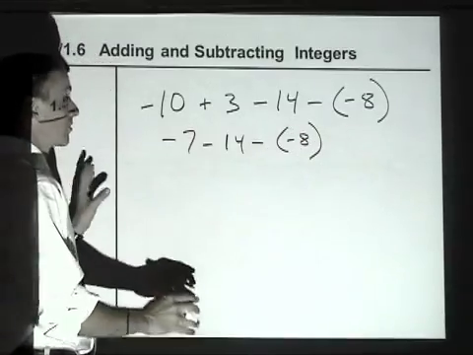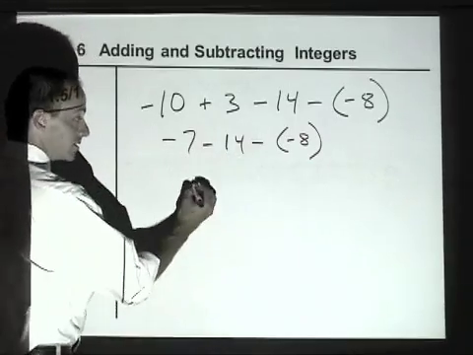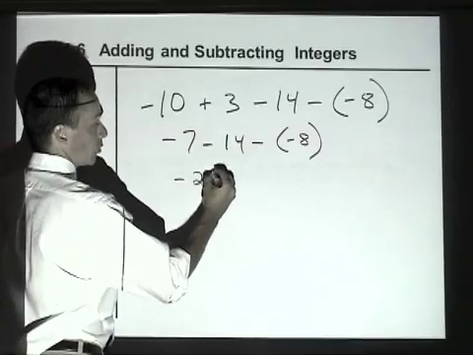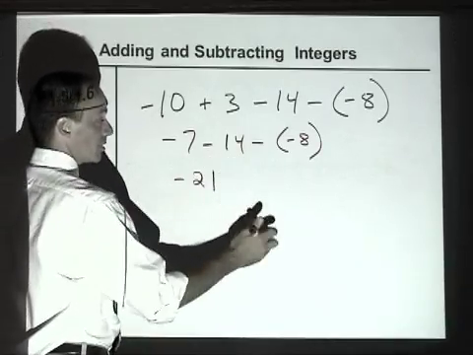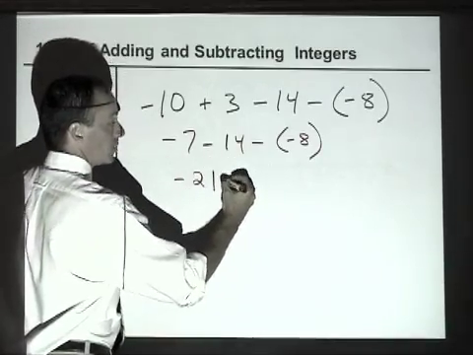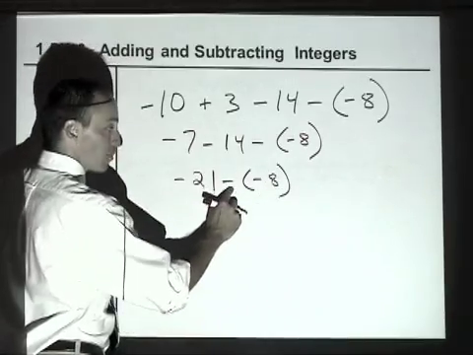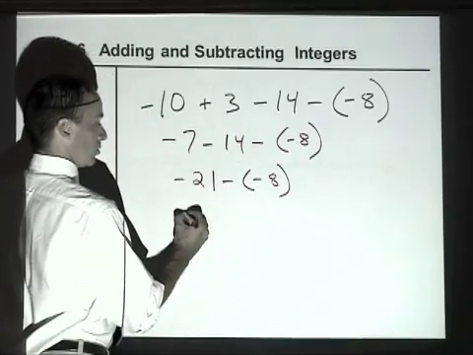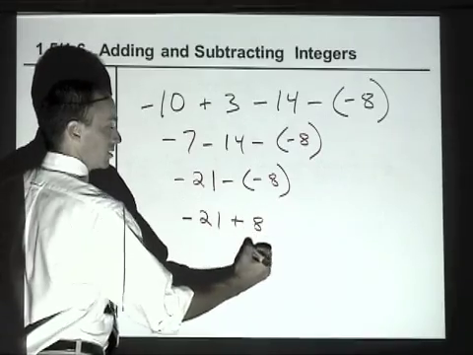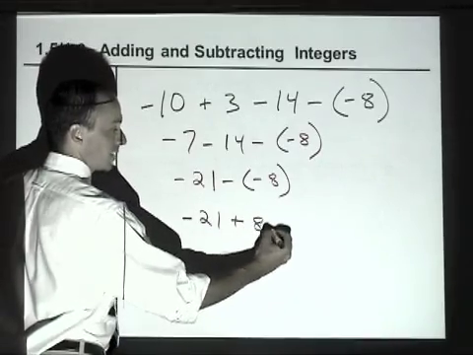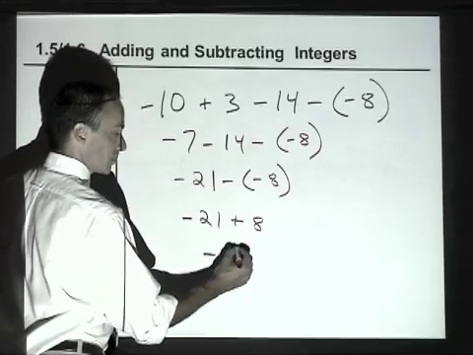Again, going left to right. Negative 7 minus 14 is negative 21. It's not negative 7. This is a common trap. Negative 21 minus negative 8. The next part. Remember, a negative negative gets you a positive. This is negative 21 plus 8. Negative 21 plus 8 is equal to negative 13. And that's your answer.